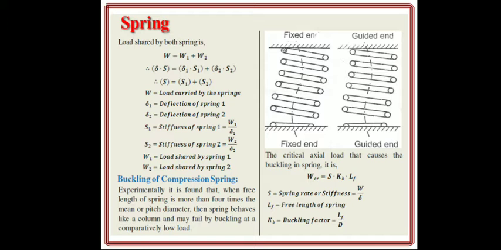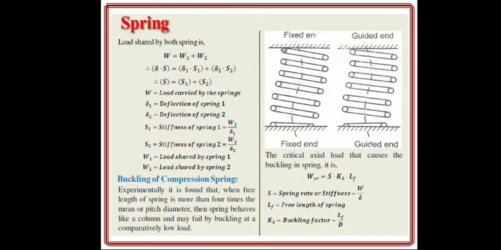Here W is the load carried by the spring, delta 1 is the deflection of spring 1, delta 2 is the deflection of spring 2, S1 is the stiffness of spring 1, which can be calculated by W1 by delta 1, and S2 is the stiffness of spring 2, which is equal to W2 by delta 2, where W1 is the load shared by spring 1 and W2 is the load shared by spring 2.